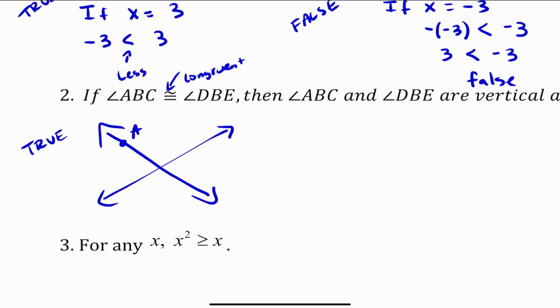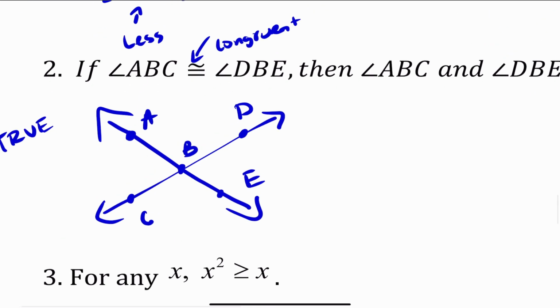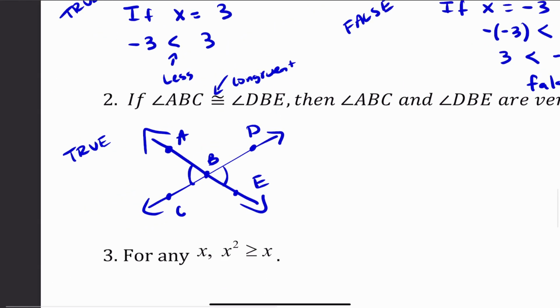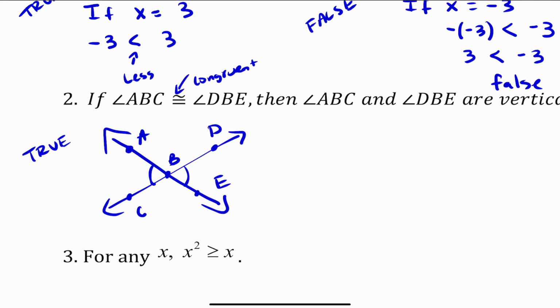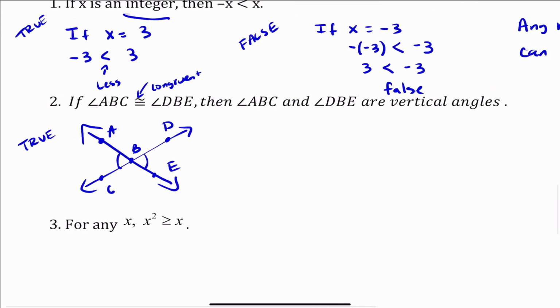Angle A, B, D, and here's C, E. So we have angle ABC, and it is congruent to angle DBE. They are across from each other, therefore they are congruent. How many arcs do we need? We just need one, okay? So I just showed this conjecture being true, but remember, there is a possible counterexample.